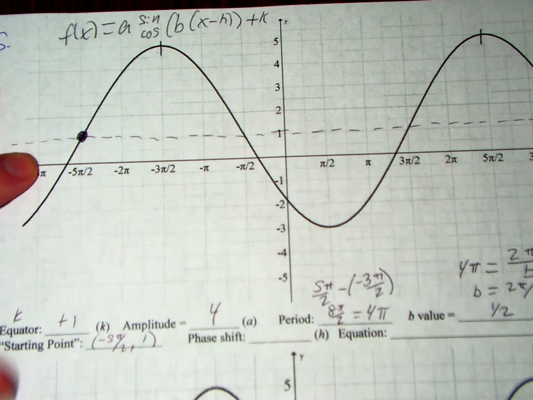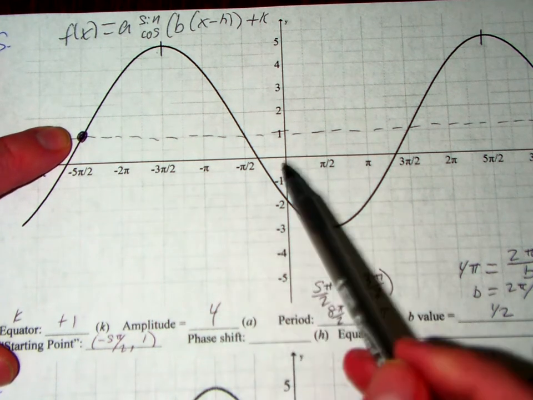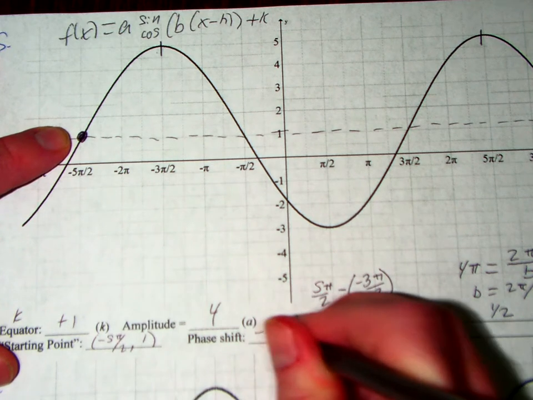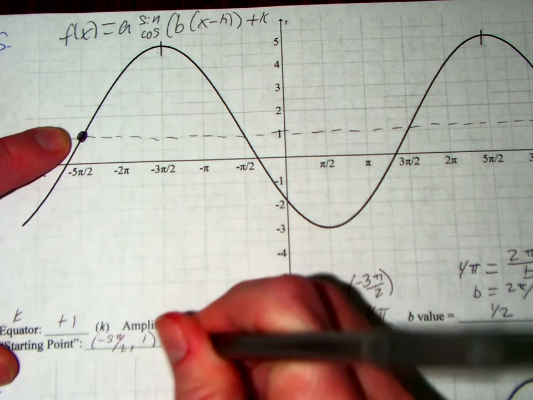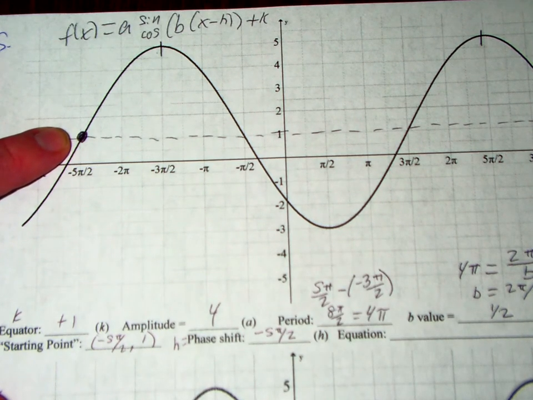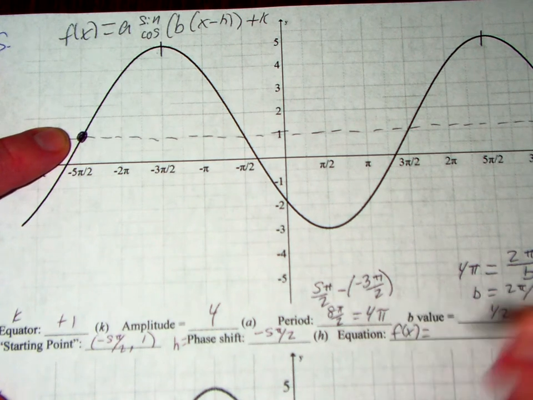And that means, if I'm choosing that as my starting point, that my phase shift, my horizontal shift, is that x value. So, in other words, that is my h value. And now I'm ready to write my equation. That's all I needed. Because now I go to my format, f of x equals, I know my a is 4.